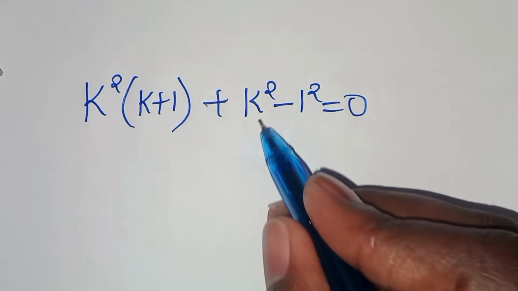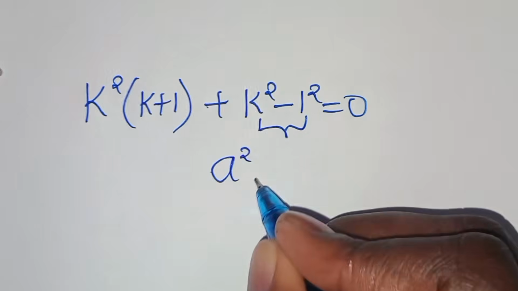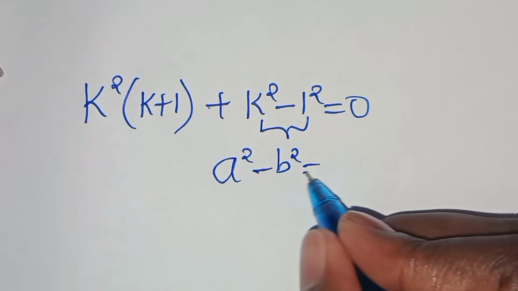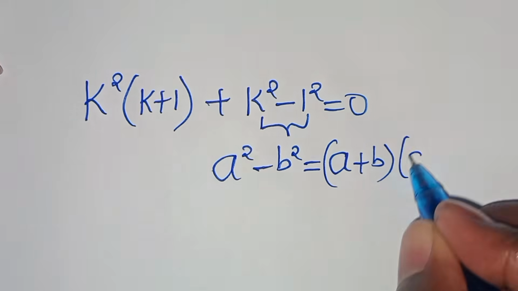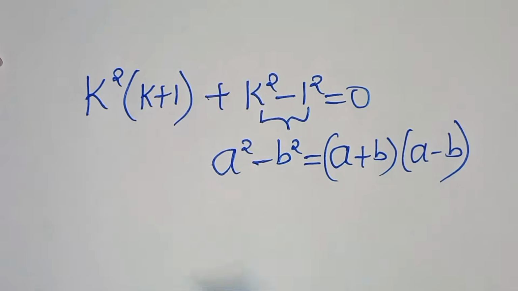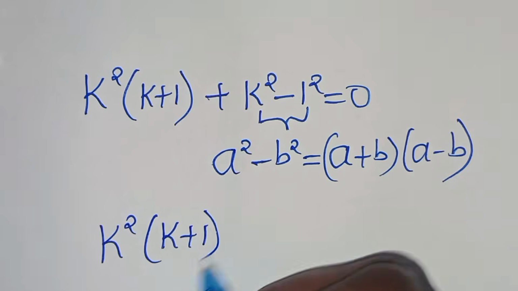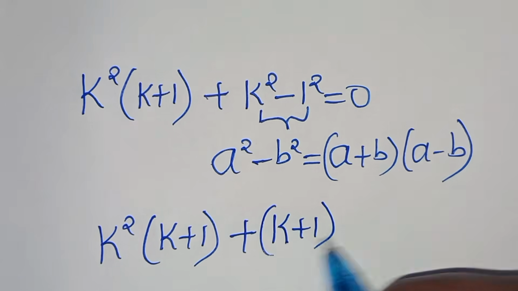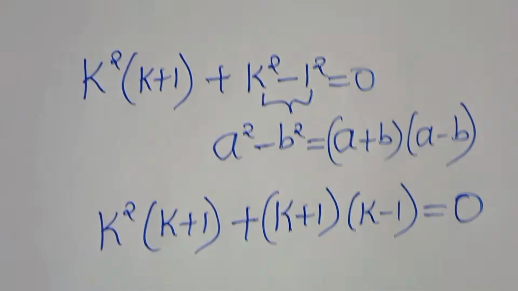Now we have k squared minus 1 squared. This is in the form of a squared minus b squared, the difference of two perfect squares, which can be expressed as a plus b multiplied by a minus b. Applying this identity, we have k squared multiplied by k plus 1, then plus k plus 1 multiplied by k minus 1, equal to 0.